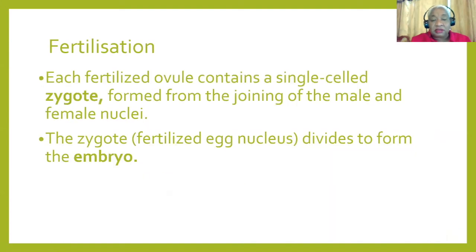Each fertilized ovule then contains a single cell zygote formed from the joining of the male gamete and the female gamete, the male and female nucleus. That single cell zygote is going to keep on dividing and dividing and differentiating to form your embryo. What I mean by differentiating is as the cells divide, they become specialized. So some of the cells of the embryo are going to become the parts for the shoot, and some are going to be for the parts of the root.